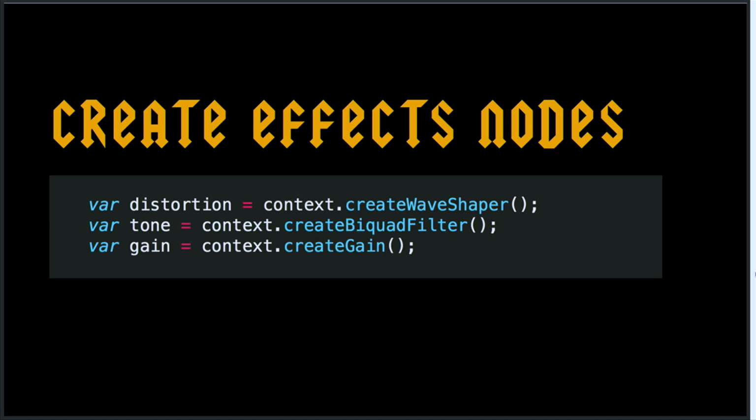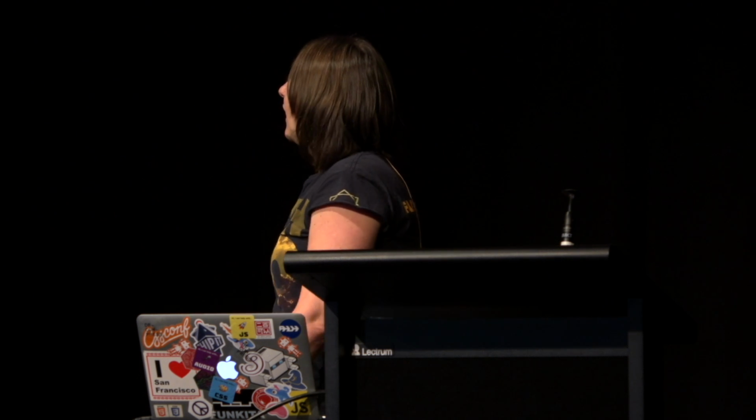All right, so next we create some effects nodes. The first one that we're going to do is the distortion. So we go context.createWaveShaper. So wave shaper is just a type of node that we have access to. For tone, we're going to use a biquad filter, and I'm going to explain how these filters and nodes work in a minute. But at the moment, we're just sort of setting up our audio route. And for gain, createGain.